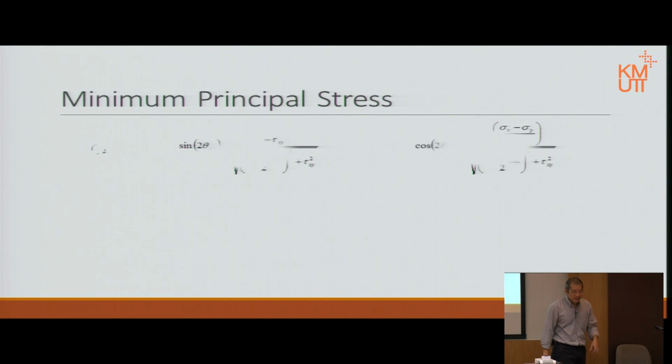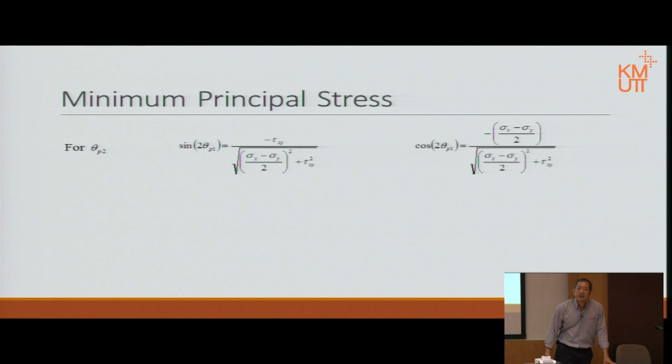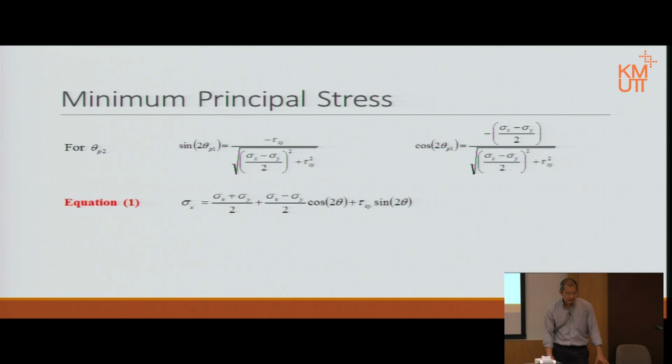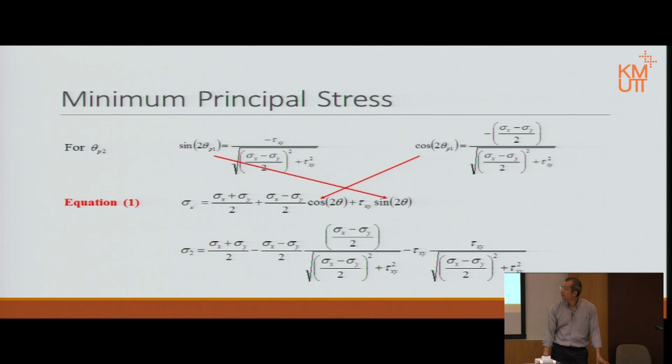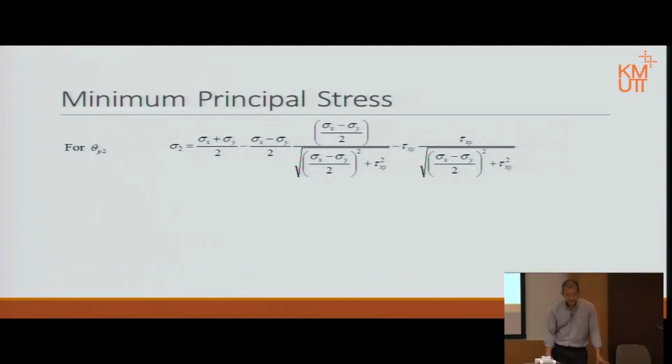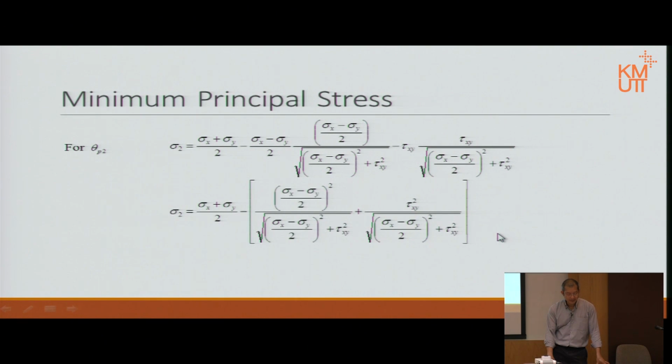For the minimum principal stress, we use theta P2. This is the theta P2 we found before. That is the equation for sigma x prime. Substitute the angle into it, we have that one. Let's move it on to the top. That term and that term are the same, that term and that term are the same. It becomes that form. The divider is the same, and then of course it is reduced.